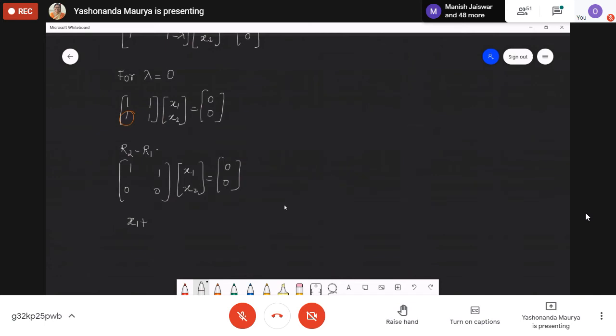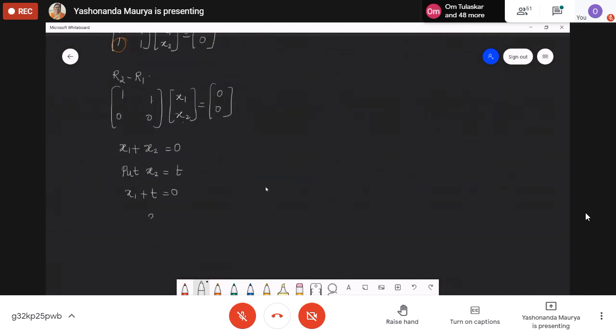Therefore, we'll write the equation here: x1 plus x2 is equal to 0. Okay. So one equation, two variables. So how do we get the values of x1 and x2? We need to initialize some of the variables over here. So let us initialize x2 as t. Therefore, x1 plus t is equal to 0, so the value of x1 is equal to minus t. We got x2, we got x1.